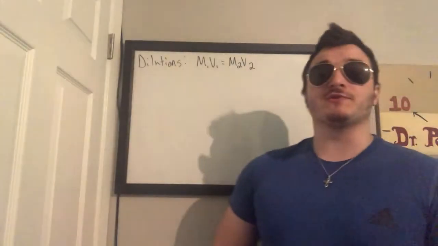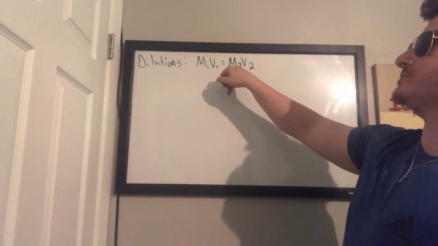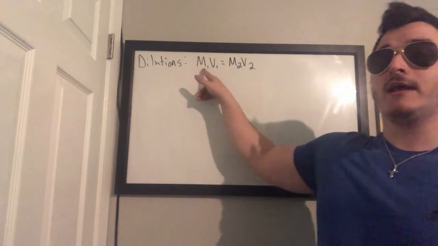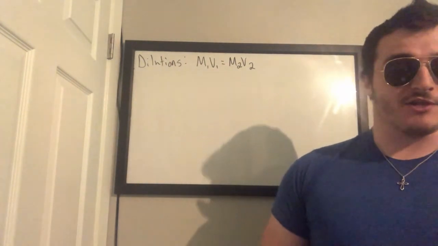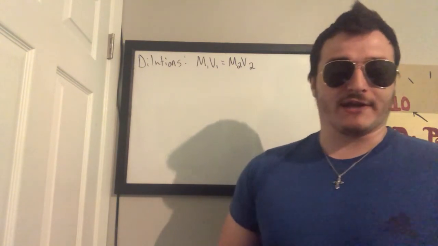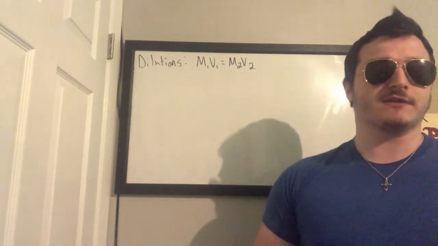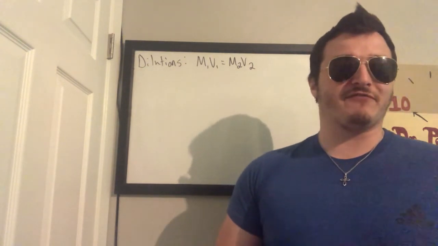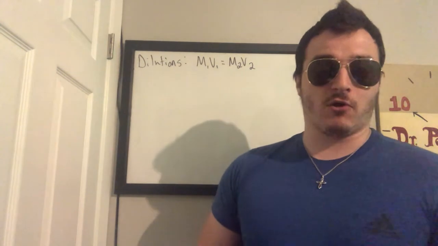So a couple of examples with dilutions. Remember, our formula that we're going to use today is M1V1 is equal to M2V2. And that's not M for moles, that's big M for molarity, otherwise known as concentration. And so our first question is: what volume in milliliters of a 2.00 molar calcium chloride stock solution would you use to make a 500 milliliter 0.300 molar calcium chloride solution?